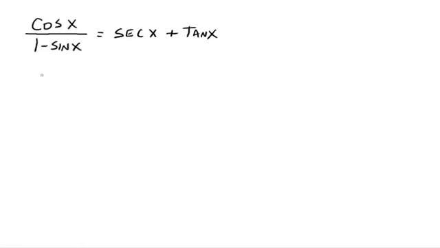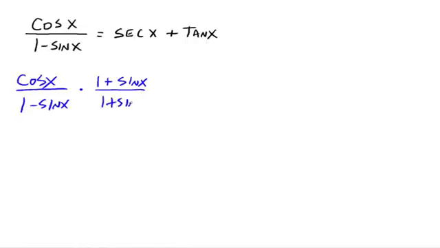So to get that, we need to multiply the top and bottom of this fraction here by the conjugate of the denominator. Okay, sometimes it'll be the conjugate of the denominator. Sometimes you might need to multiply the top and bottom by the conjugate of the numerator, right? In this case, it's the conjugate of the denominator. So 1 plus sine x.